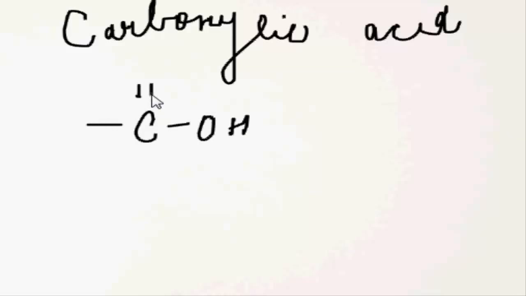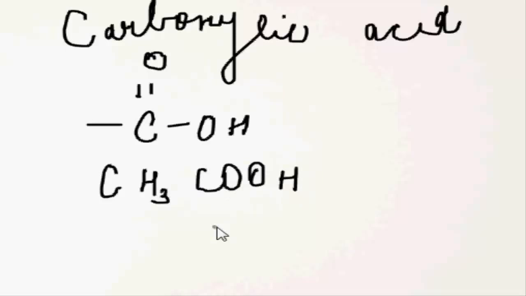Now the next functional group is carboxylic acid. This is the carboxylic acid group, and the first member is CH3COOH. This is ethanoic acid.